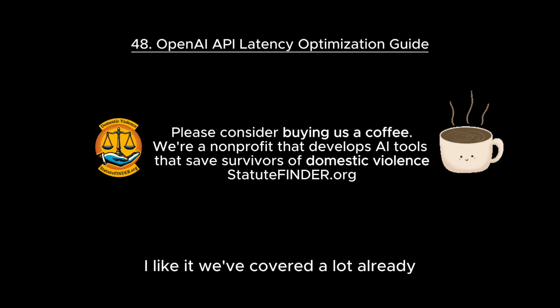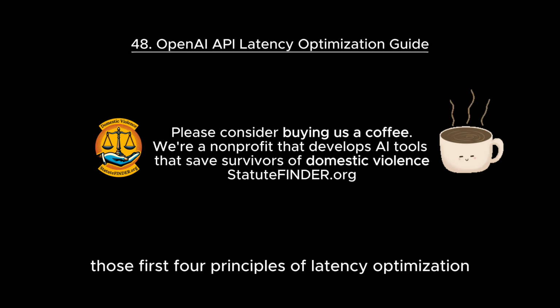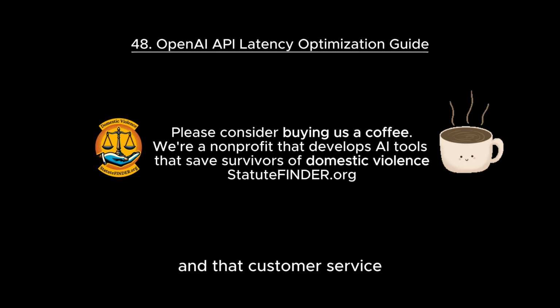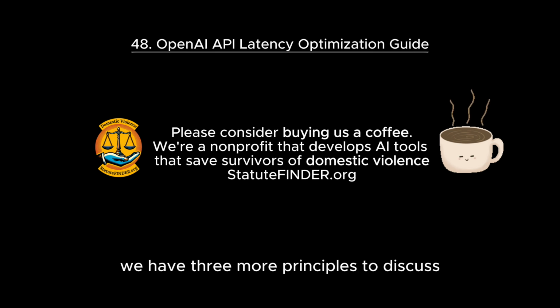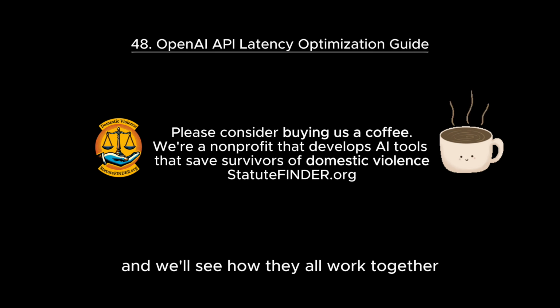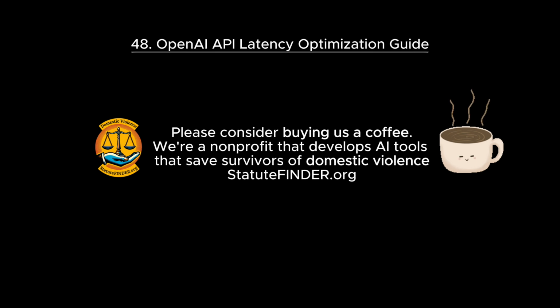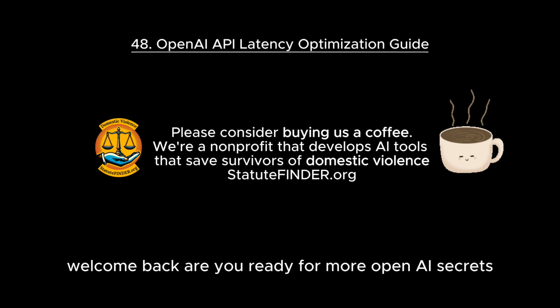I like it. We've covered a lot already. We talked about tokens, those first 4 principles of latency optimization, and that customer service bot example that we're going to look at later. And this is just the beginning. We have 3 more principles to discuss, and we'll see how they all work together in that customer service bot example. Welcome back. Are you ready for more OpenAI secrets?